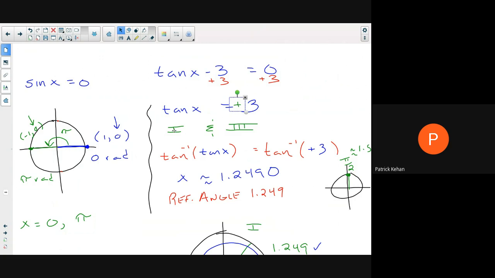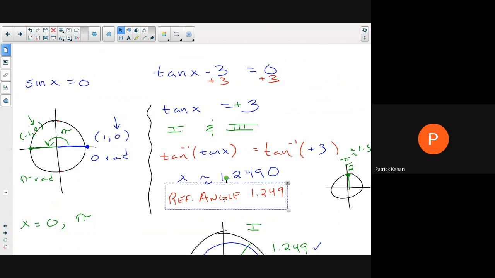Tangent is positive in quadrants 1 and 3. Now 3 is not a special ratio for the tangent function, so what we have to do is use the inverse tangent function. Again, make sure your calculator is set to radians. We take the inverse tangent of both sides, and we end up with x is approximately 1.249 radians. The pi over 2 angle, at 90 degrees, is about 1.5 radians in radians. The angle we just identified, 1.249, is approximately 1.2 radians, which makes it a reference angle at the same time.